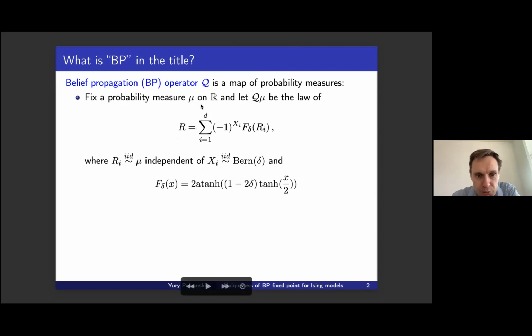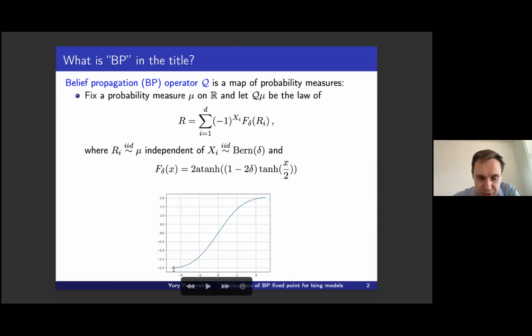We take a probability measure mu on the reals, and then we sample d independent random variables R_i from this probability measure, so we obtain R_1 to R_d, independent copies. Then we apply a certain nonlinearity to it. The nonlinearity is written here. This is the function f_delta, which I'll plot in a second. Actually, I think my next slide plots this function. It is a function like this. Once we apply this nonlinearity to these random variables, we also multiply them by random signs, which are again IID and come from the Bernoulli delta distribution. Then we sum them up, and we obtain the new variable R.